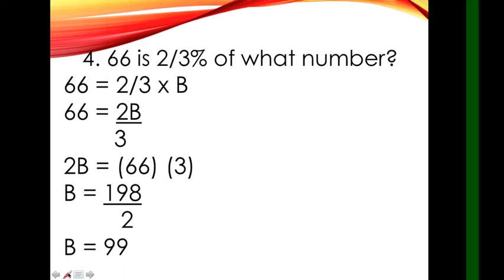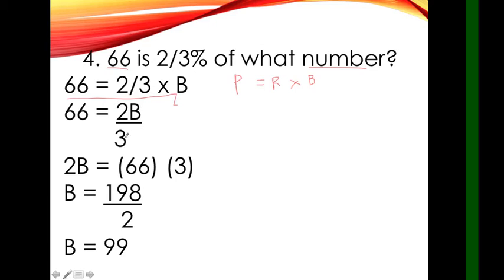So, how did that happen? How did it become 99? First, we have the original formula, right? P equals R times B. Our R is 2/3%, since it is a fractional percent, and P is the percentage. So 66 is the percentage of the number, which is equal to 2/3 percent times b. 2/3 times b is 2b over 3.